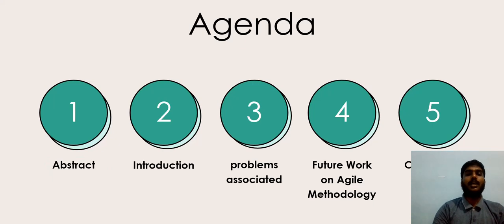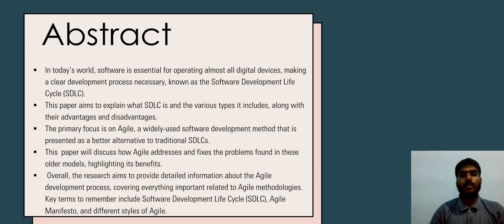So, first, the agenda is: abstract, introduction, problems associated, future work on agile methodology, and conclusion at last. Then, what is the abstract? In today's world, software is essential for operating almost all digital devices. You can see it on smartphones and in web applications like computers and software, right? Without software like Excel, Microsoft Word, and PowerPoint.